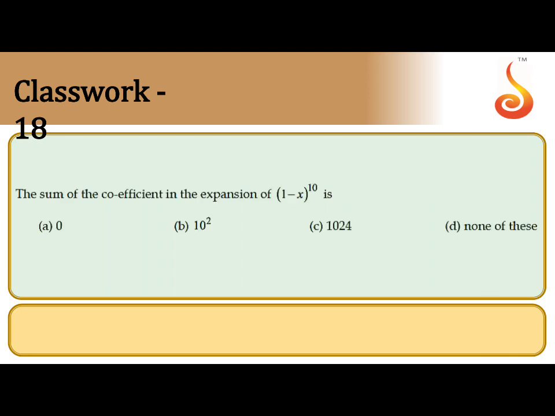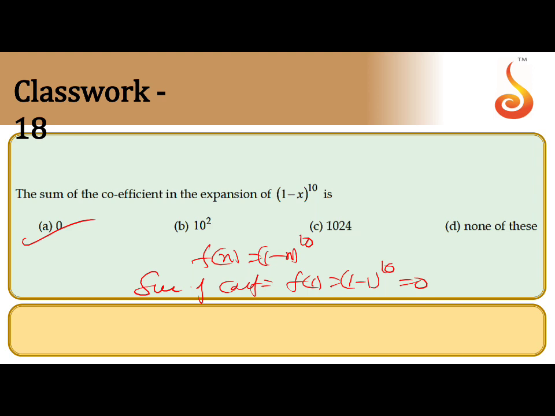Next question. Sum of coefficients. I will just give the formula. Here f of x is 1 minus x whole power 10. Sum of coefficients, that is f of 1, means 1 minus 1 whole power 10, that is 0. So option A. How do we get the sum of coefficients? Substitute x equal to 1.